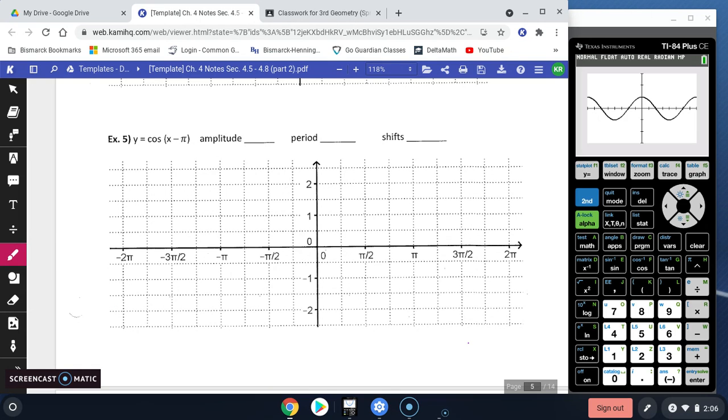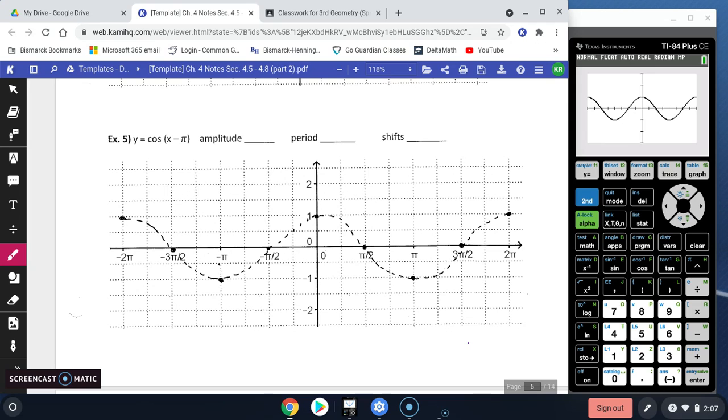I know the parent function starts at 1. It has at pi, it is at -1. At 2 pi, it completes its period. And so my cosine looks like that. And I'm just going to do this, and really it just gives me a frame of reference.